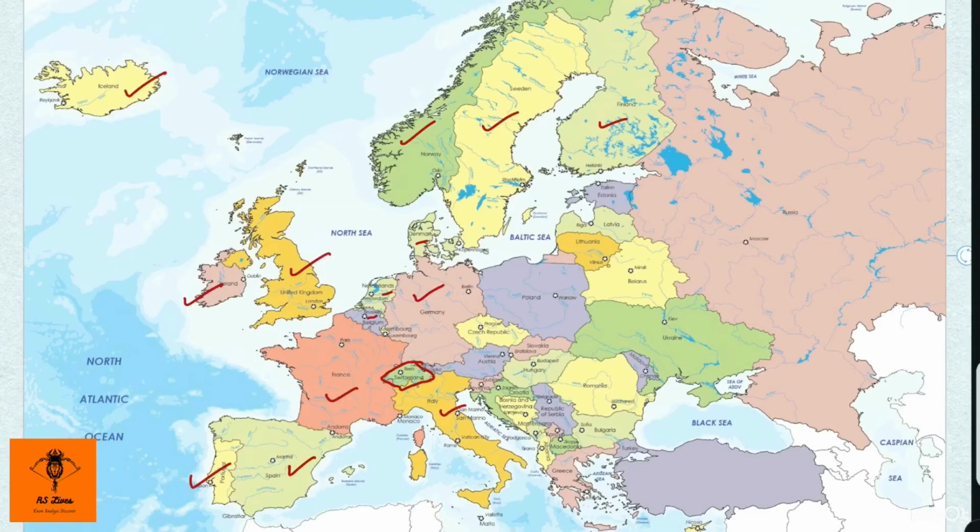We have these three countries: Estonia, Latvia, Lithuania. These three countries are also important. See, this whole portion from here to here, these countries were under the influence of erstwhile Soviet Union. Now Soviet Union has disbanded, so that is not significant anymore. So all of these countries are part of Europe now. Then we have Belarus, Ukraine, Poland. We have Romania, Bulgaria. We have Greece.